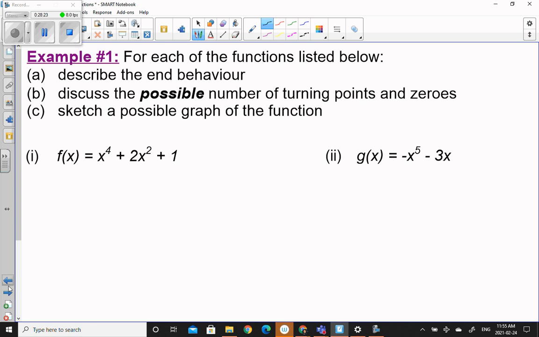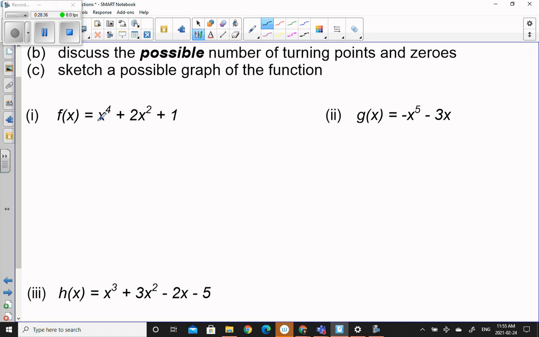So we'll try an example here. For each of the functions below, you have to describe the end behavior and discuss the possible number of turning points and zeros and sketch a possible graph of the function. So this is f of x equals x to the power 4 plus 2x squared plus 1. So it's a quartic function, degree 4, positive leading coefficient. So, like your y equals x squared graph.